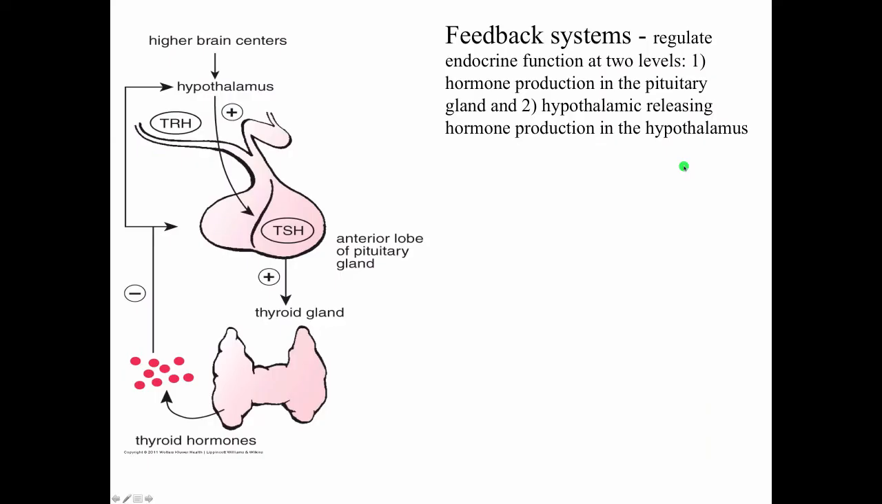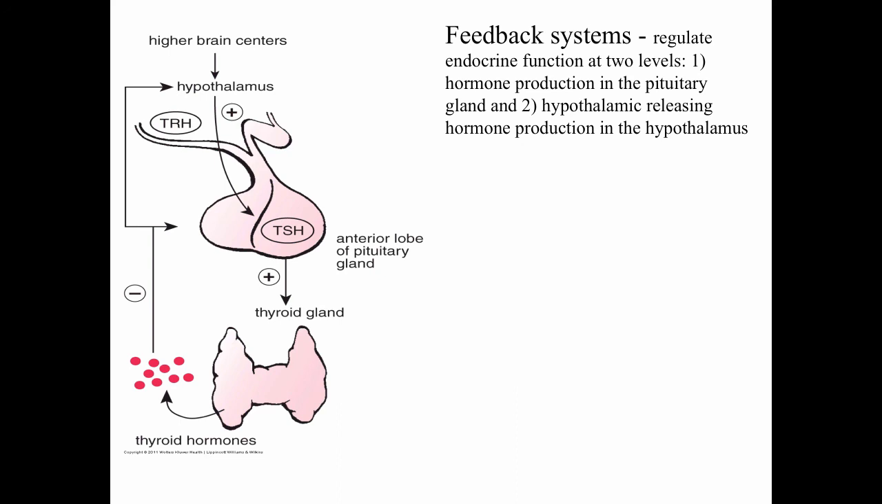Now, feedback systems are important in regulating the endocrine function at two levels. You're going to learn about this in much more detail in your physiology course. Here I just show production of thyroid hormone as an example, and it's regulated at the level of hormone production in the pituitary gland and by the hypothalamic releasing hormones that are a product of the hypothalamus. So you can say that thyroid hormone is regulated through negative feedback.